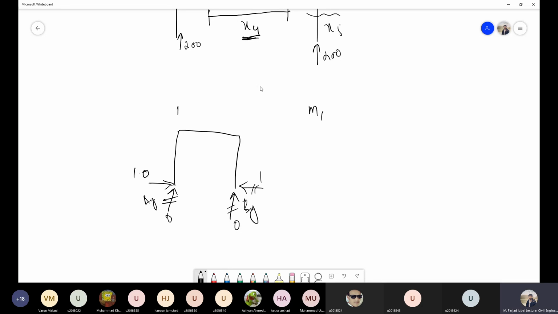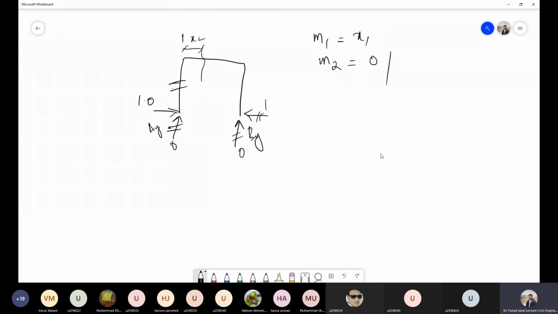So what will be the moment equation for section 1? x1. That will be x1. For section 2, that is over here. That will be 0, sir. 0. Anyone else? x2, sir. How come? Have you resolved this frame? So this 0 is ours. It will be 0 only.